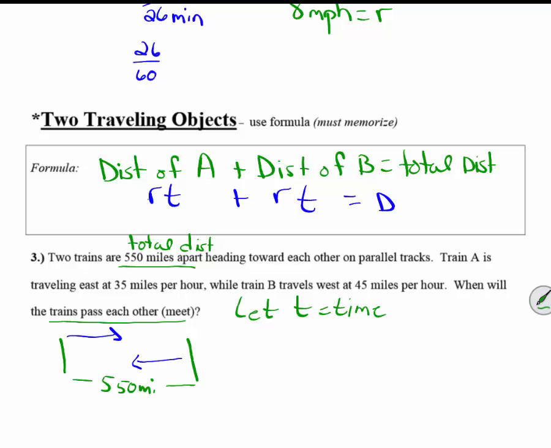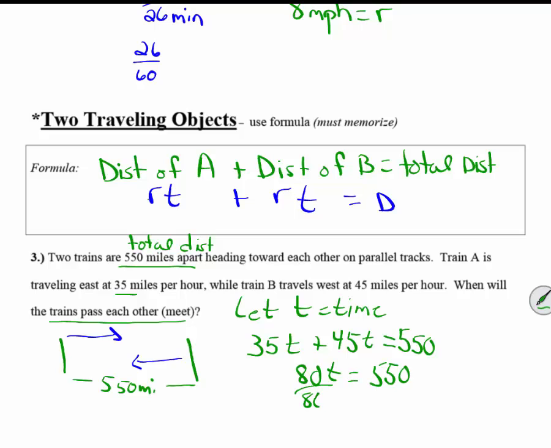Well, we need the rate of train A. The rate of train A is 35 times the time. I need plus the rate of train B, 45 times the time, equals the total distance of 550 miles. Now combine your like terms. Oops, how about 80? Sorry. Okay, so 80t is going to equal 550. Divide by 80.